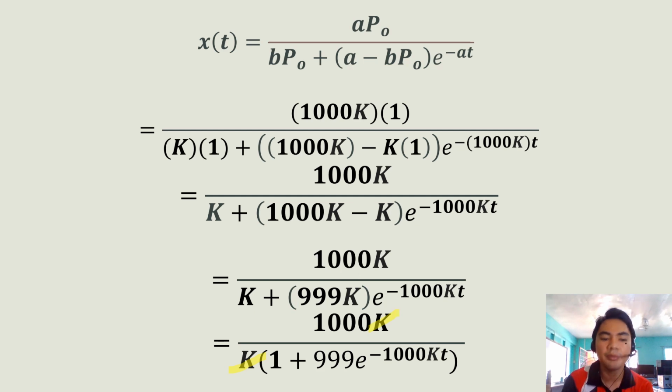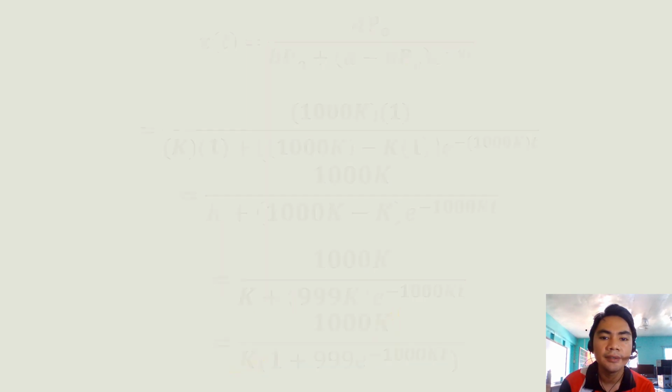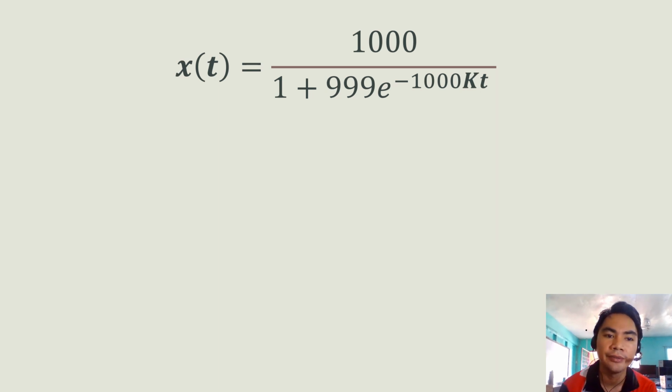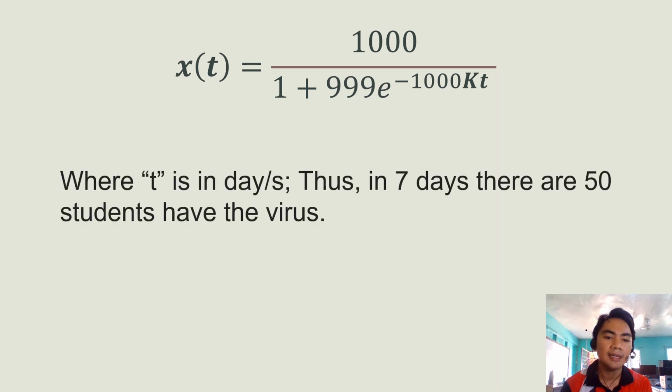So, the only remaining is this solution. So, we go up to this solution. X of t is equal to 1000 all over 1 plus 999 e raised to negative 1000k times t, where t is in days. Okay, consider our statement. Thus, in 7 days, there are 50 students who have the virus.